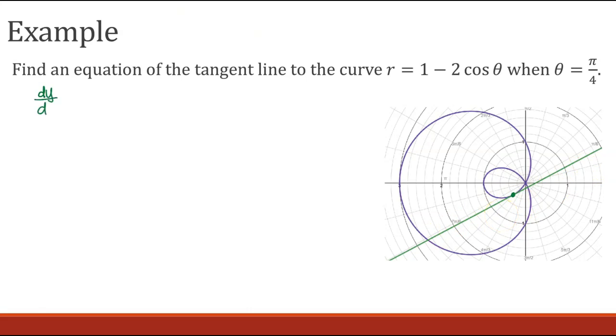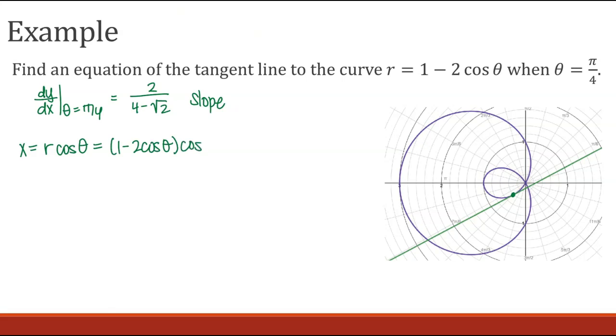So we found already in the previous part dy dx at theta equals pi over 4 was equal to that 2 over, I'll write it as 4 minus radical 2. So this is my slope, and what I also need is a point. So I need x and y. But x, remember, is equal to r cosine theta. And r is 1 minus 2 cosine theta times cosine theta. So what we need is to plug pi over 4 in to get out the value of x, and then we'll need to do the same thing for y.